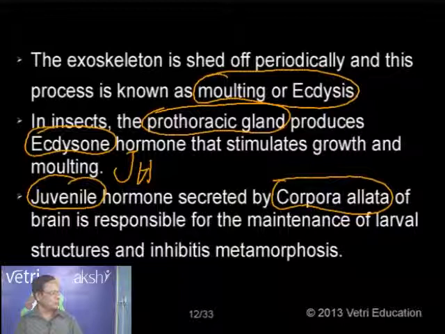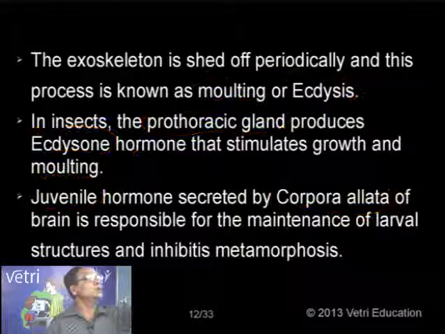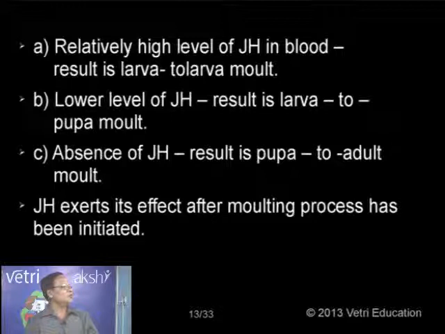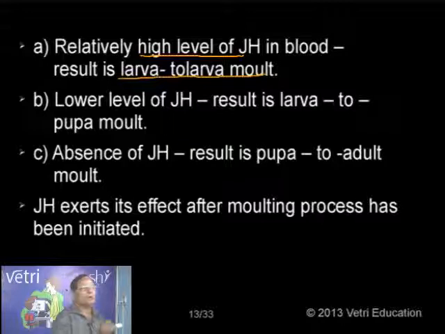If the level of this juvenile hormone is higher and higher, then there is no metamorphosis. The larva molts into larva. There is no conversion of larva into the next stage, the pupal stage. So if you compare the concentration of juvenile hormone, at a higher level of concentration, what will happen? The high level of this JH present in the blood of any insect means the larva molts into larva. Larva to larva molt, with no development of the pupal stage.